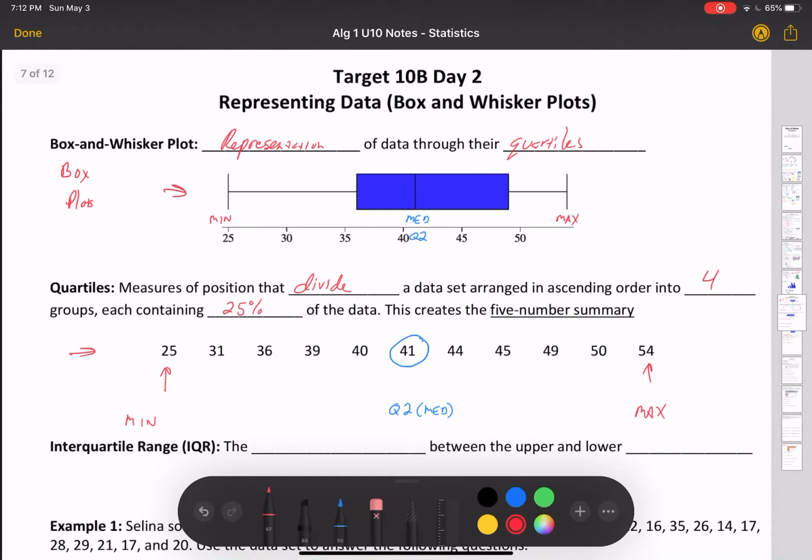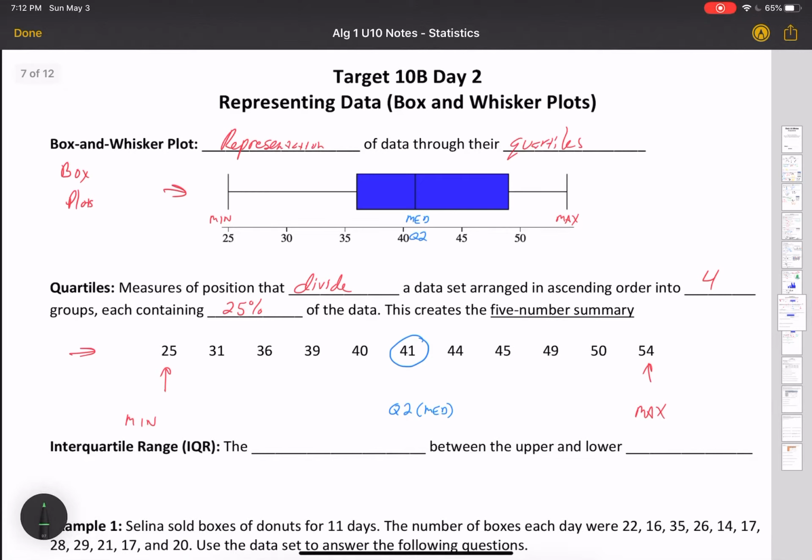And then what happens is we group the lower 50% together, and we group the higher 50% together, and we find the median of each of those groups. The median of the lower 50%, that's going to represent quartile 1, or your lower quartile. The median of the upper 50%, that is going to represent Q3, or your upper quartile.